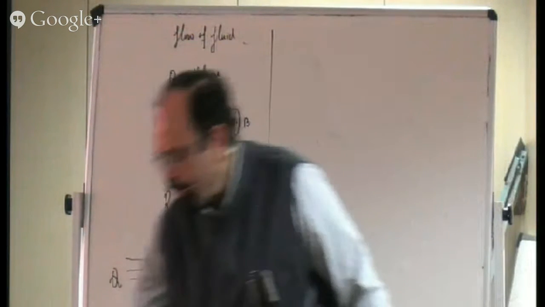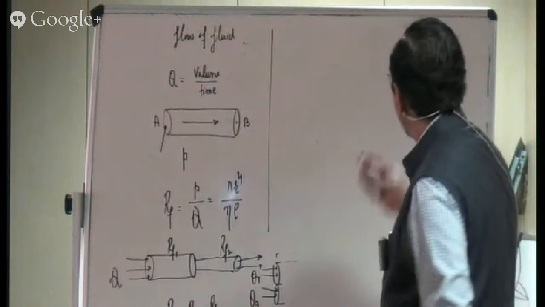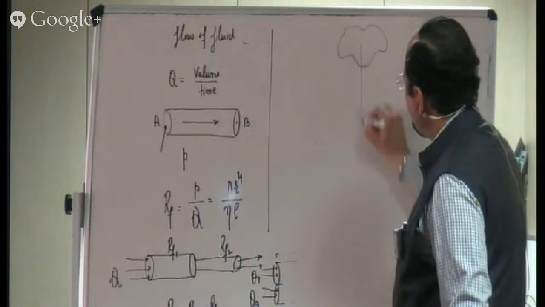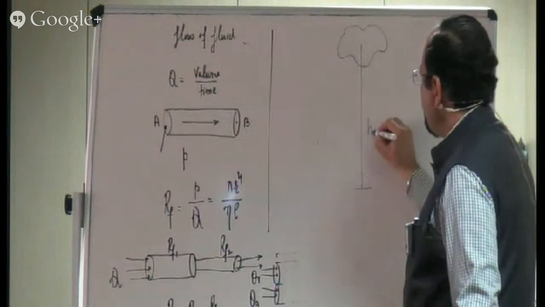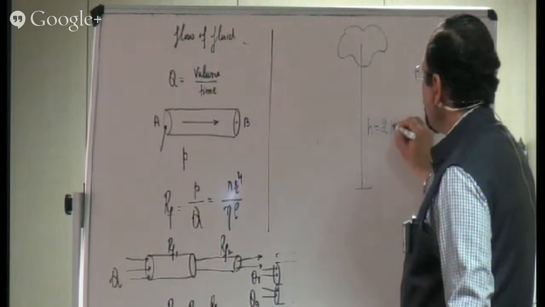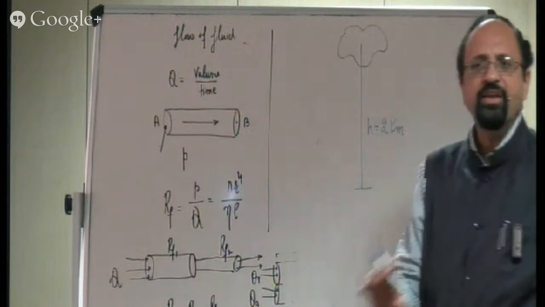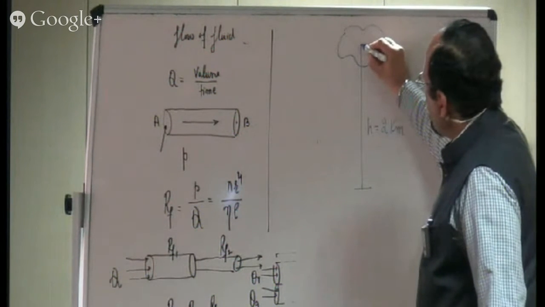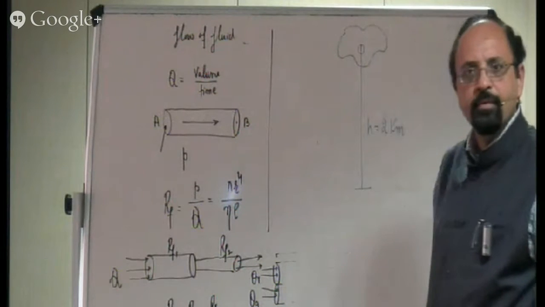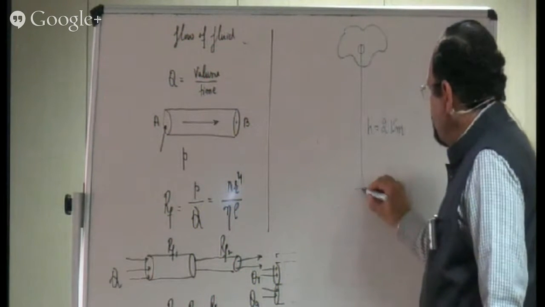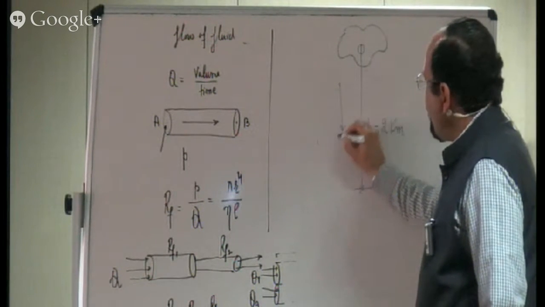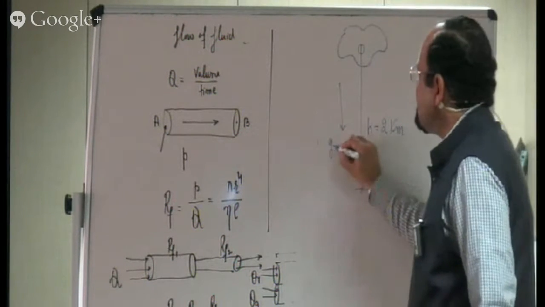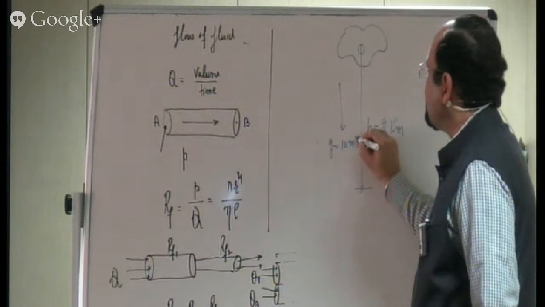If I assume a cloud to be at some height, let me take for example that it is equal to 2 kilometers. I'm just taking it for simplicity, right? And a water drop starts from here. When it reaches here, it is moving under the acceleration due to gravity, g, and for simplicity, let it be 10 meters per second square.